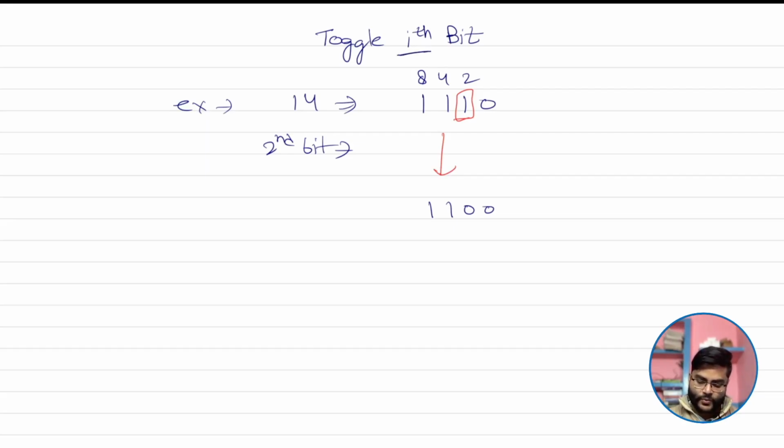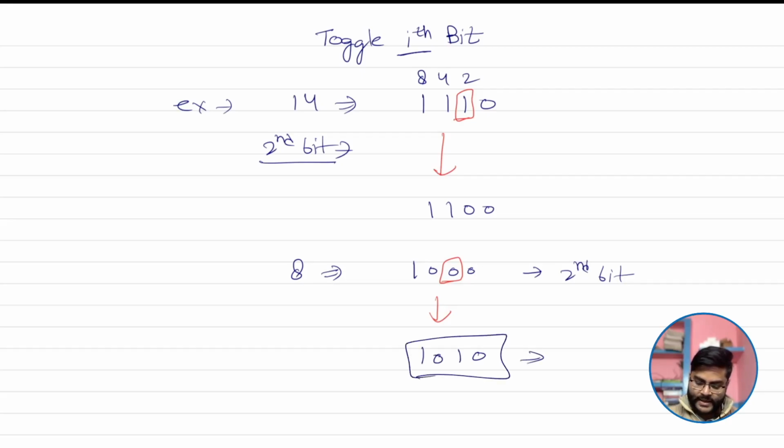So if it is 0, let's say another number, let's say 8. It is 1, 0, 0. I want to toggle second bit in this problem also. Second bit. So my second bit is this. If I toggle this, my result will be 1, 0, 1, 0. Okay, that should be my answer. So I want to toggle ith bit.